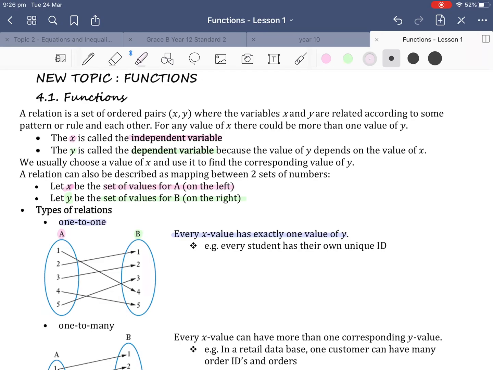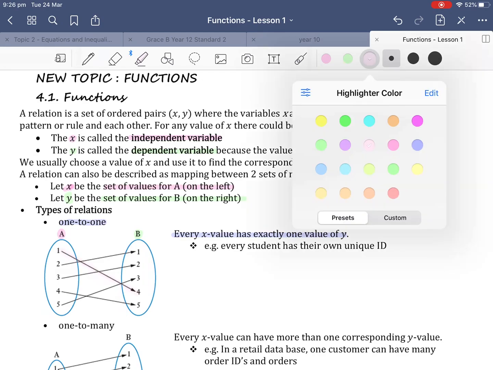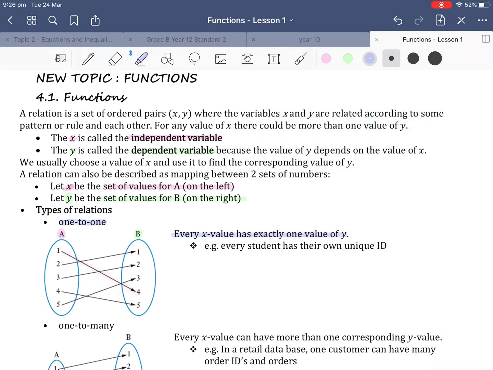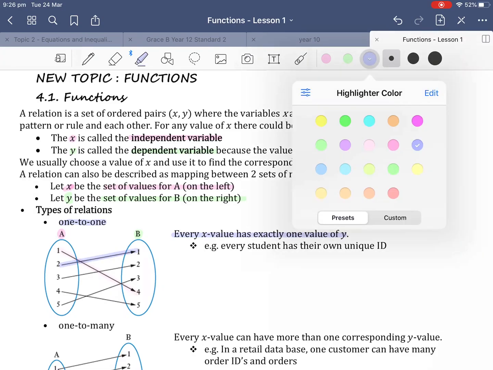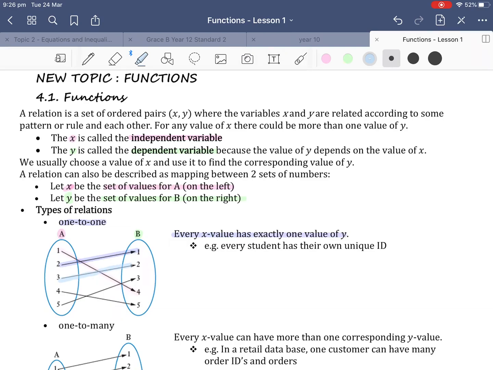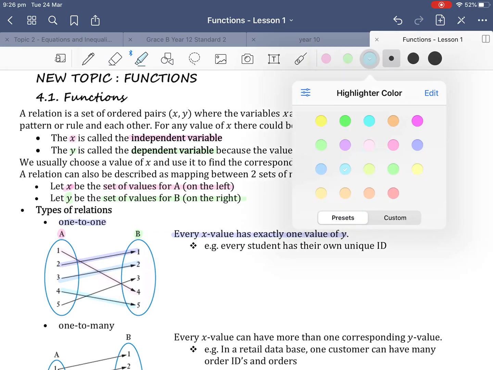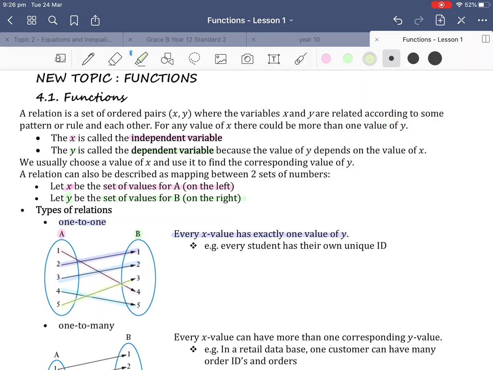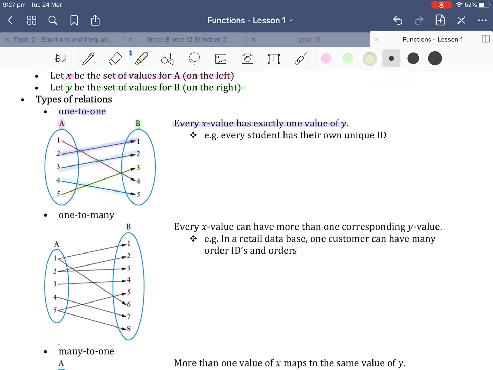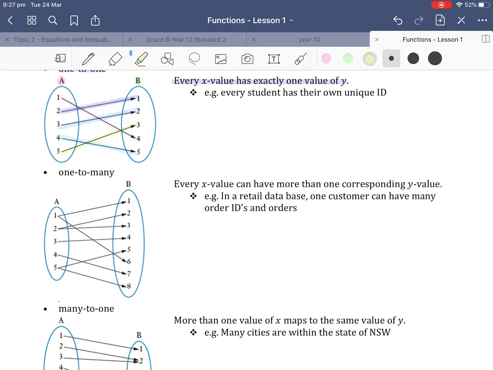So if we look at this in a bit more detail, we have that 1 maps to 4. We then have that 2 maps to 1. We have that 3 maps to 2. We have that 4 maps to 5. And we have that 5 maps to 3. So only one value of x is matching to one value of y. Or in our case, one A value is matching to one y value. So an example of this is every student has their own unique ID.